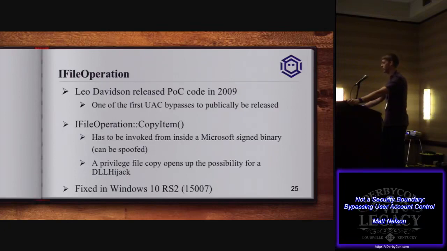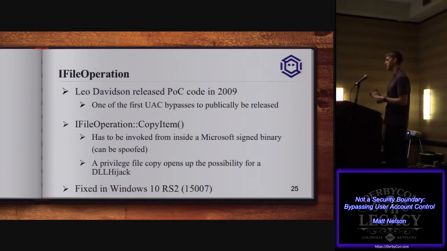So the first one's the good old IFileOperation. This is the one that's been around since 2009. It's been the default one in almost every malware sample that has some sort of module to get around UAC. Created by Leo Davidson, again, back in 2009. It still works on the vast majority of endpoints. Microsoft actually fixed this in Windows 10 RS2, build 15007. I'll cover why they fixed that, since like I said, it's not a boundary, so why are they fixing it? I'll explain that here in a little bit.